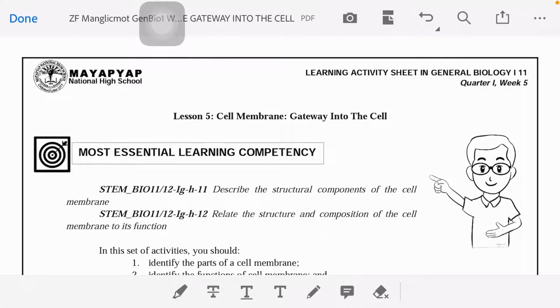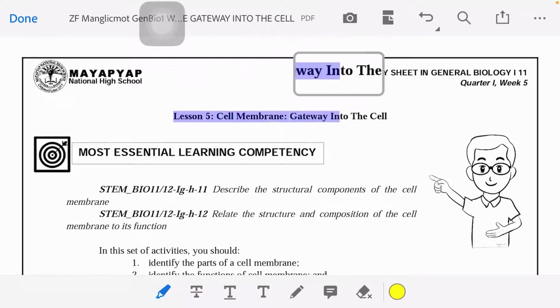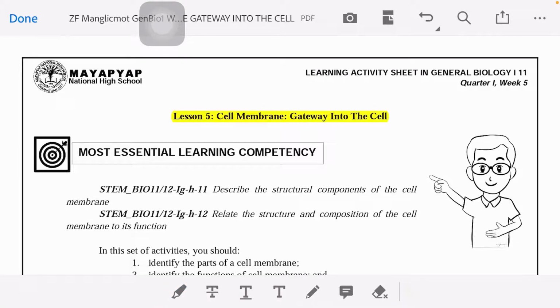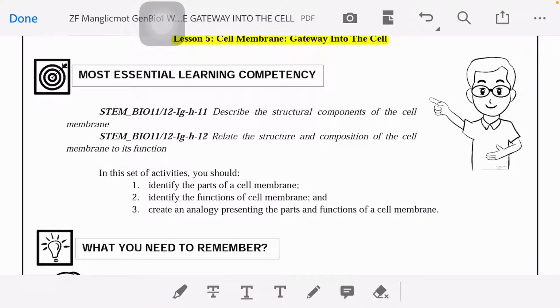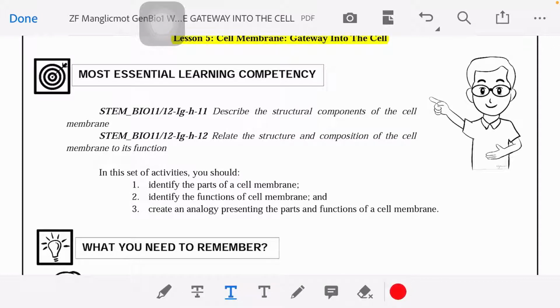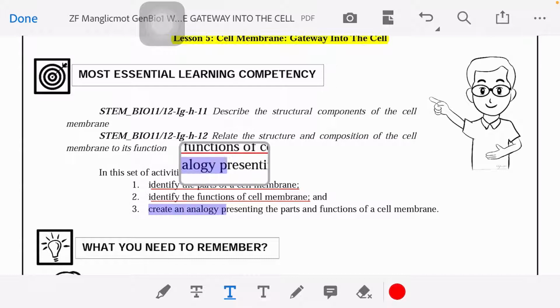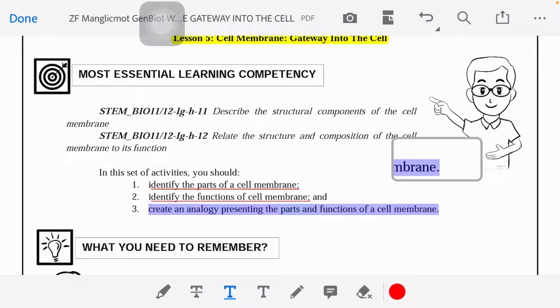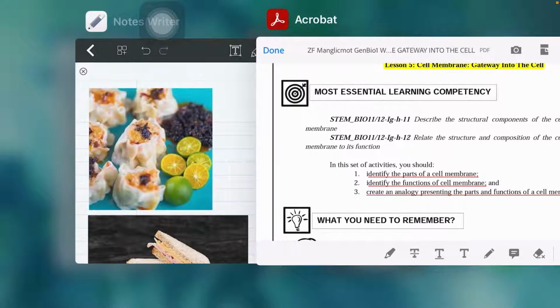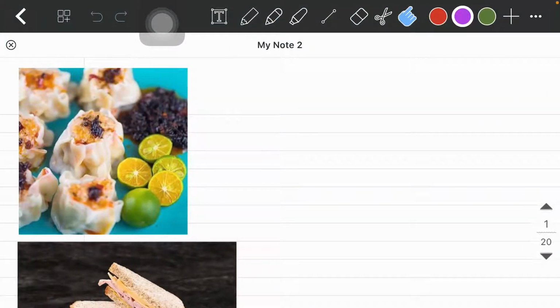This is General Biology 1, and today we're going to discuss Lesson 5, which is cell membrane, the gateway into the cell. Also, we're going to discuss the following: the parts of the cell membrane, the functions of the cell membrane, and as expected at the end of this lesson, you are about to create an analogy presenting the parts and functions of the cell membrane.